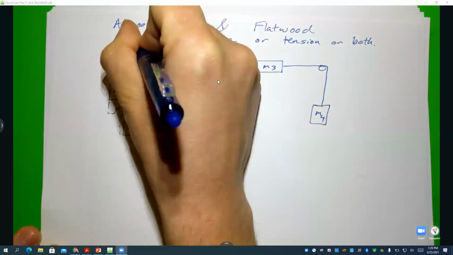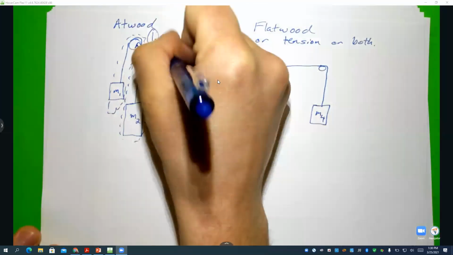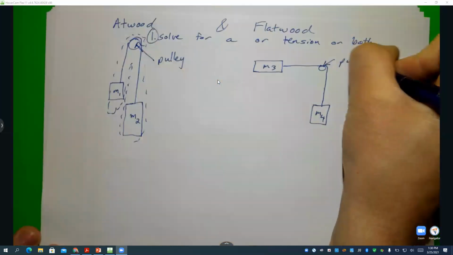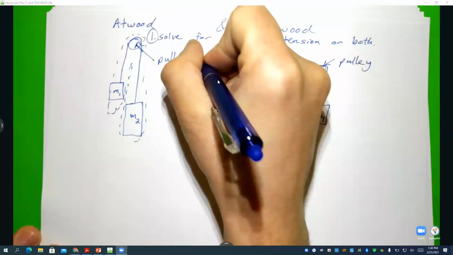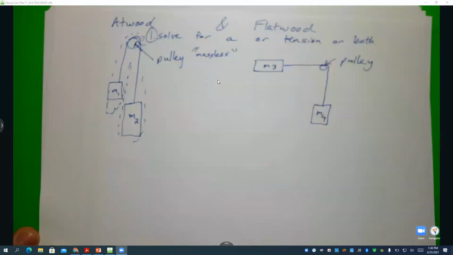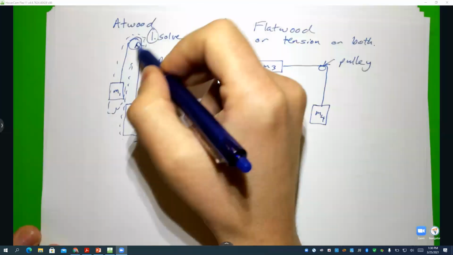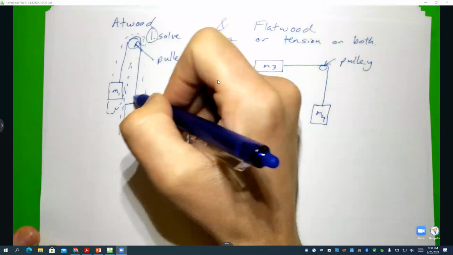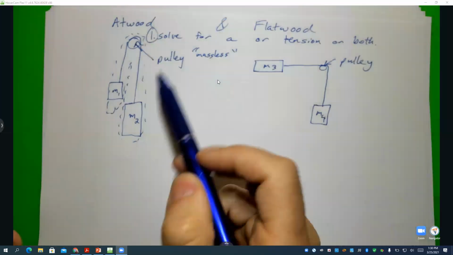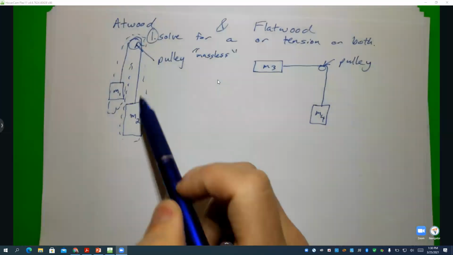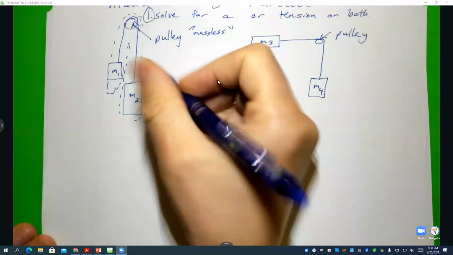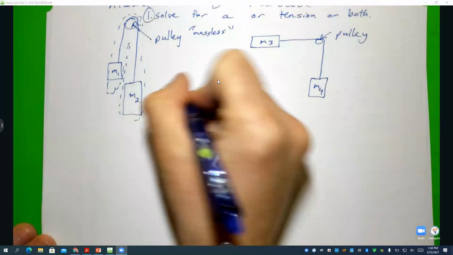So this is going to be a pulley. This is going to be a pulley. It is oftentimes called massless, or a negligible mass, something like that, meaning you don't really have to take it into account other than the fact that it is going to allow the direction to change. So with this, mass 2 is greater than mass 1.